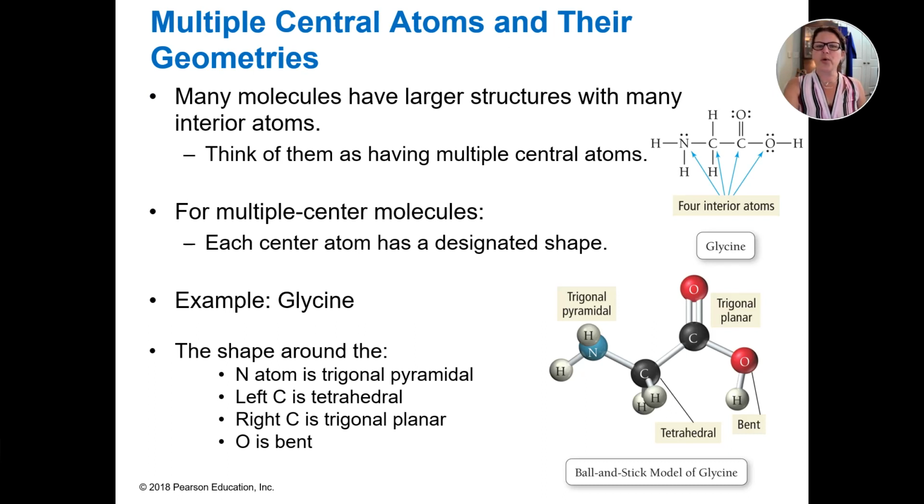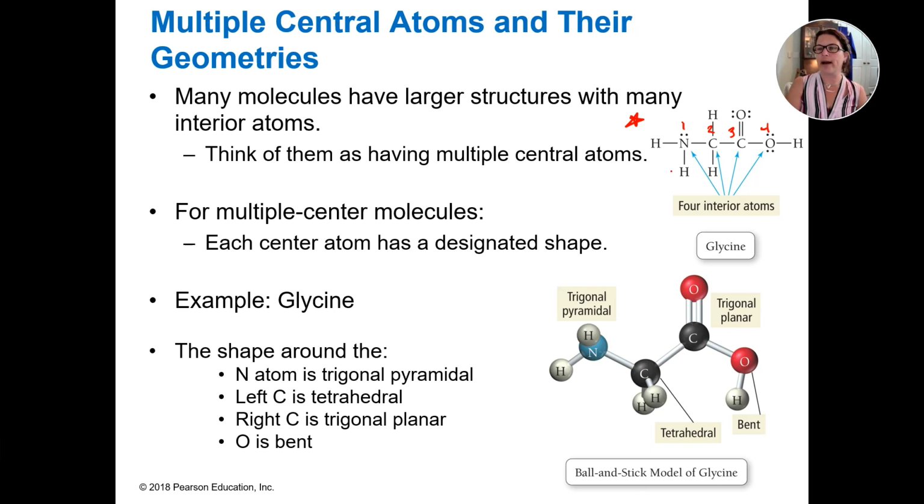Okay, so when we have things that have multiple central atoms, you're going to see a lot of this in organic chemistry. Not so much in Gen Chem 1 and 2 sometimes, but if this were my generic two-dimensional Lewis structure, I'm going to see a couple of things about it. I got 1, 2, 3, 4 interior atoms, meaning 4 central atoms, okay? And each one of them, depending on what they're bonded to, is going to have a different molecular shape.